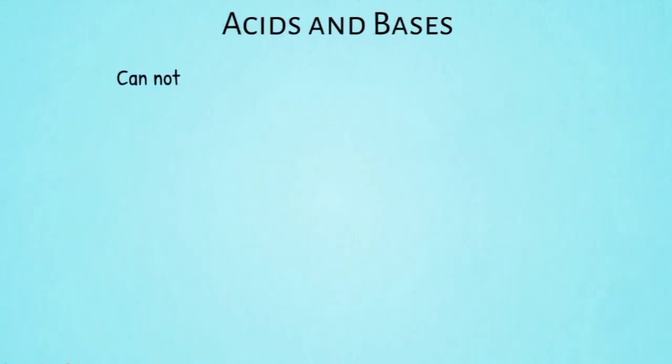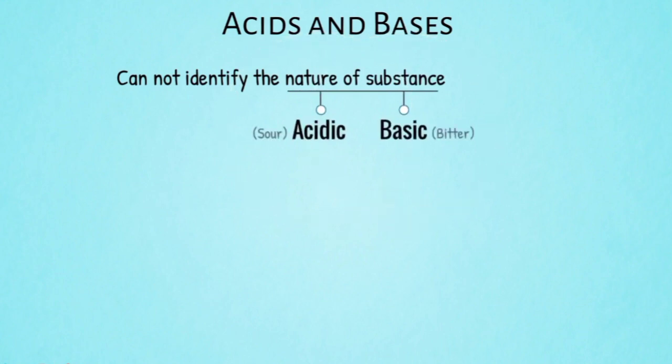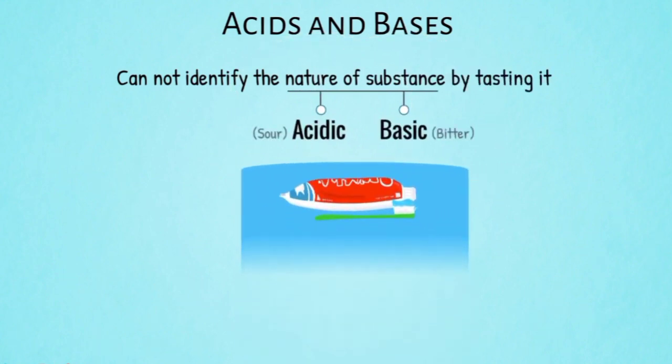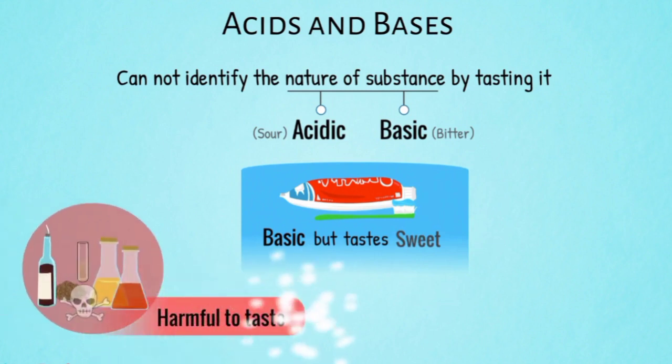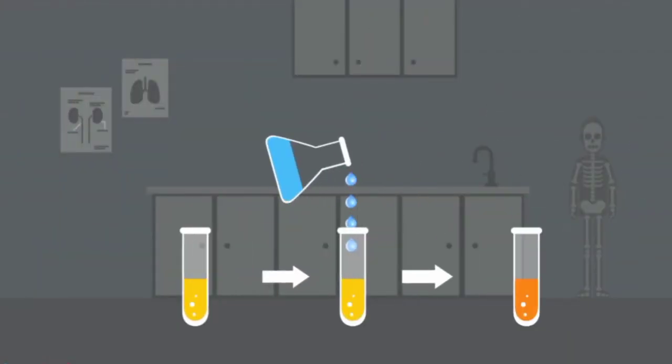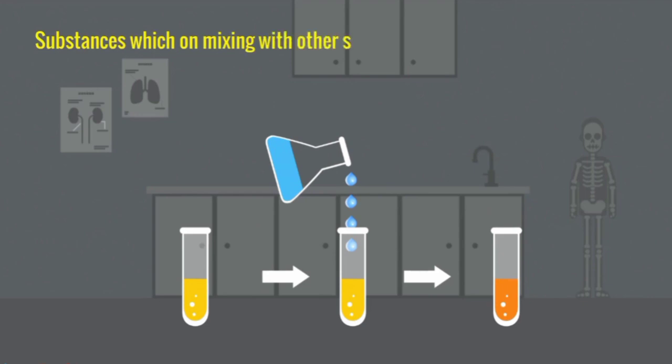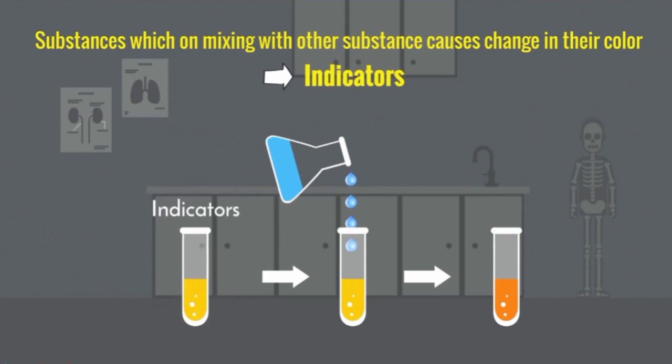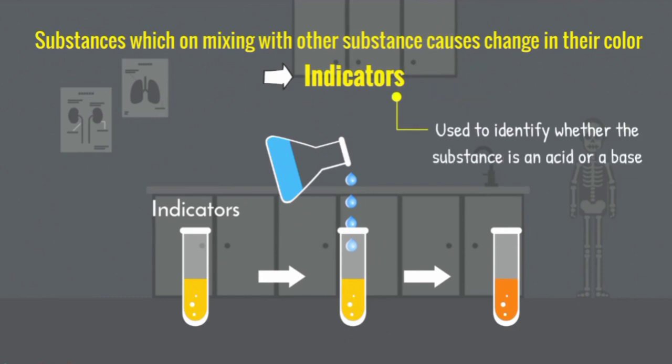Many times we cannot identify the nature of a substance, whether it is acidic or basic, by tasting it. For example, toothpaste is basic but it tastes sweet. Moreover, some substances are harmful to taste. But we have indicators. There are certain substances which, on mixing with other substances, cause a change in color. They are known as indicators. These indicators are used to identify whether a substance is an acid or a base.